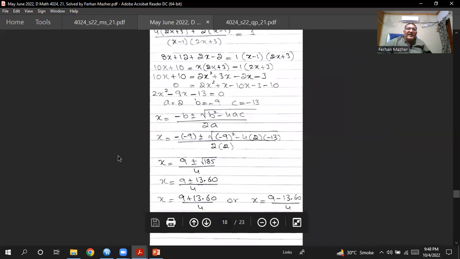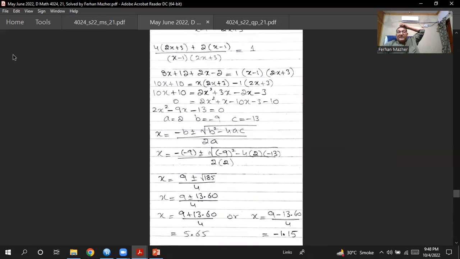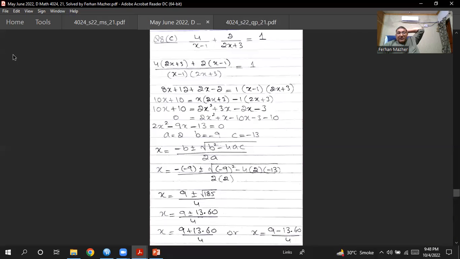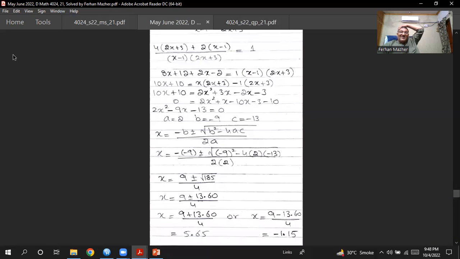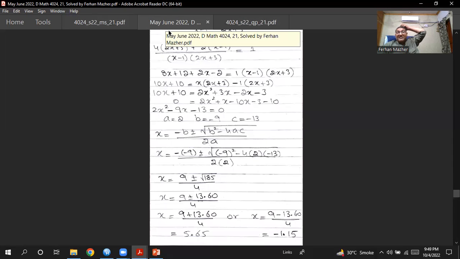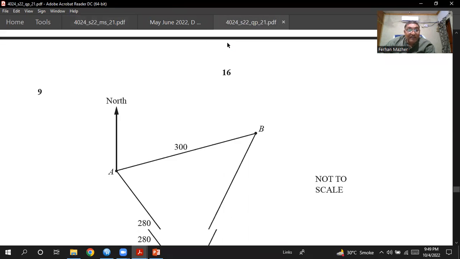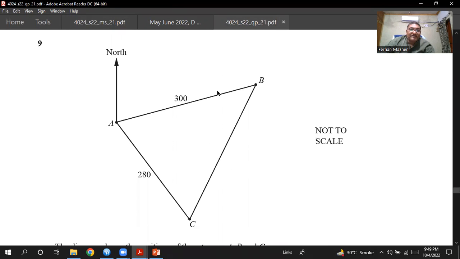Hopefully you have understood this. Now the whole question is showing up on your screen, and you can see how we have done it. Okay, so let's check the answer. 5.65 and -1.15. Our answers are the same, so our answer is right. It's a 6 marks question, so this part is 6 marks.